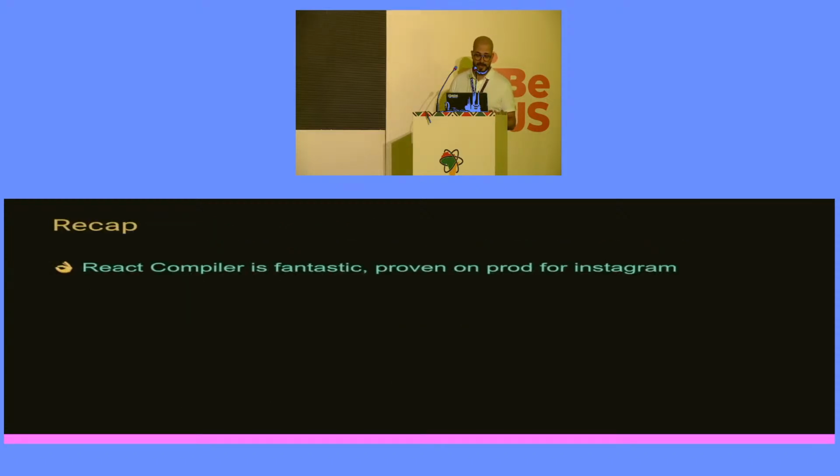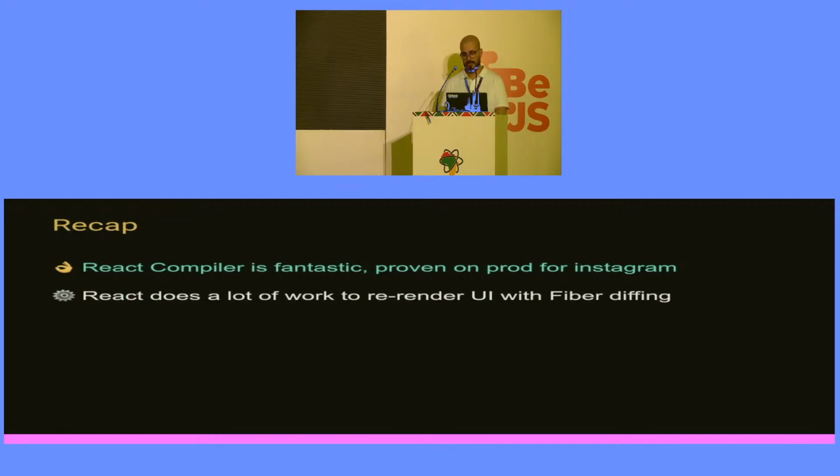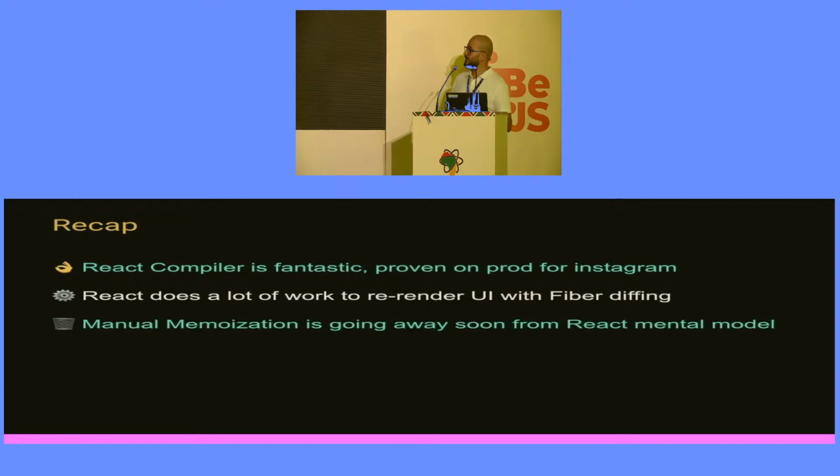So yeah, a quick recap. What we did is, we saw that React compiler is fantastic, proven on production for Instagram.com. React does a lot of work to render UI with fiber diffing. Manual memoization is going away soon by React compiler, and it would be going away as well from the React mental model in general. You wouldn't think about that anymore.